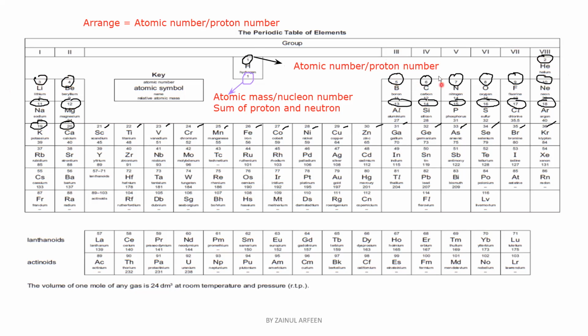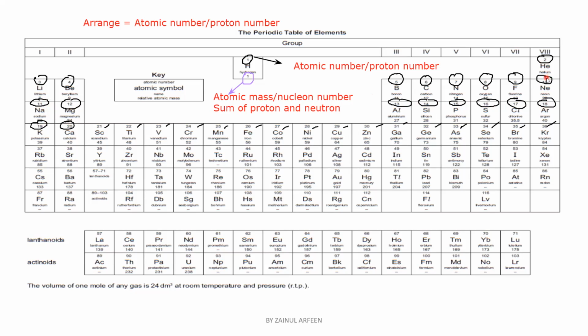Boron having 5. Carbon is having 6 protons. Nitrogen 7 protons. Oxygen 8 protons. Fluorine 9 protons. Neon 10 protons. Sodium 11 protons. Magnesium 12. Aluminium 13 protons. Silicon 14. Phosphorus 15. Sulfur 16. Chlorine 17. Argon 18. Potassium 19, and calcium 20. So this top number is representing the proton number.